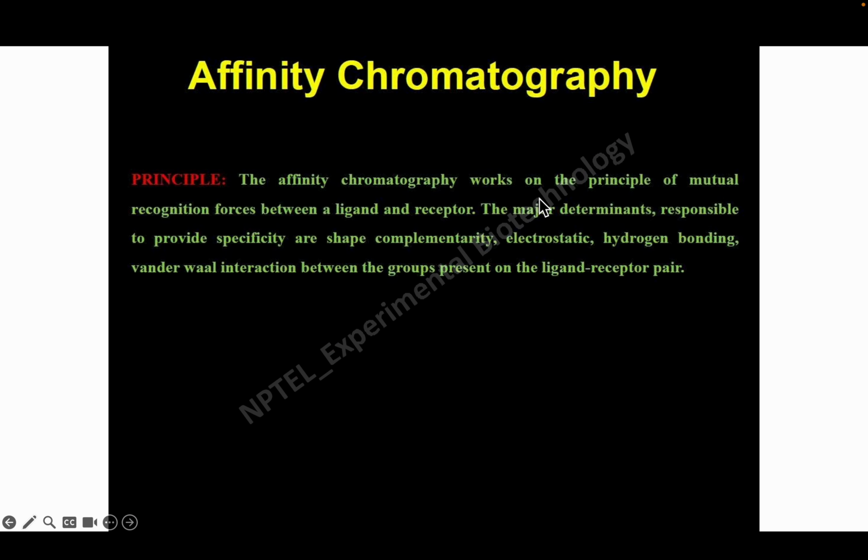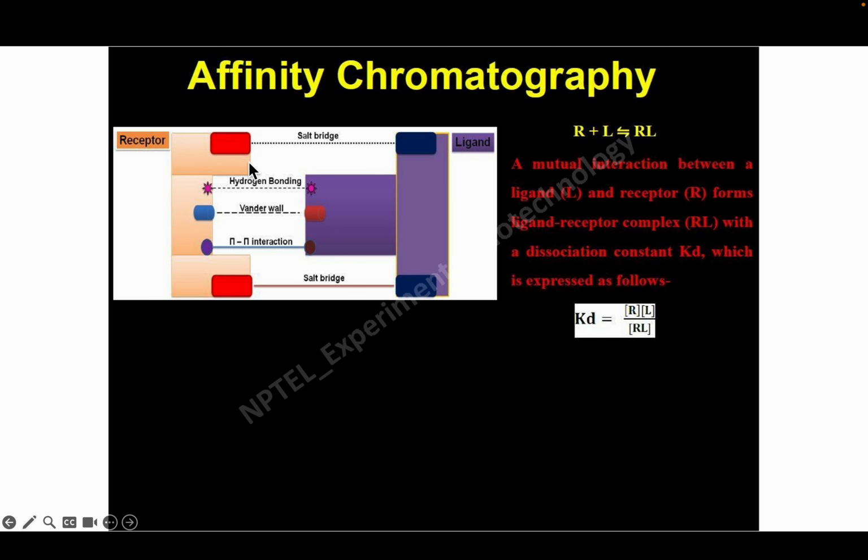The principle of affinity chromatography is based on mutual recognition forces between a ligand and a receptor. The major determinants responsible for specificity are shape complementarity, electrostatic interactions, hydrogen bonding, and van der Waals interactions between the groups present on the ligand-receptor pair. So the receptor and ligand can have salt bridges, hydrogen bonding, van der Waals interaction, pi-pi interaction. A mutual interaction between a ligand and receptor forms a ligand-receptor complex with a dissociation constant Kd, which is expressed as follows: Kd equals [R][L] divided by [RL].